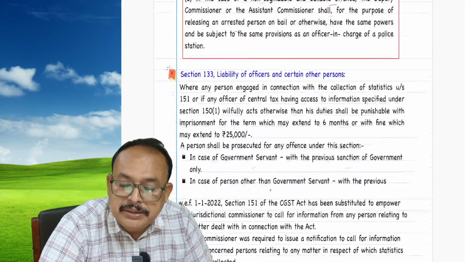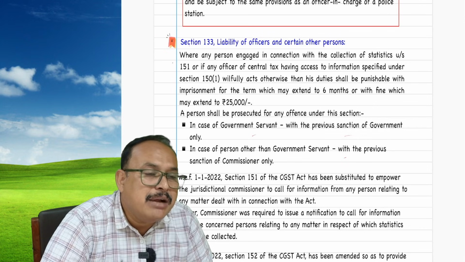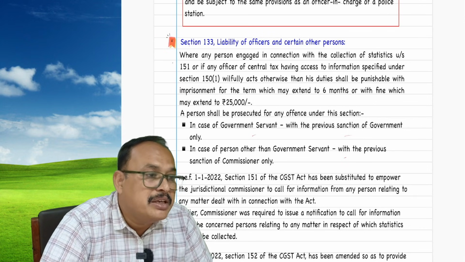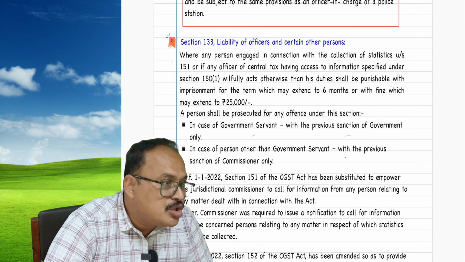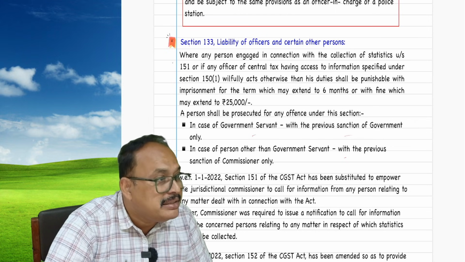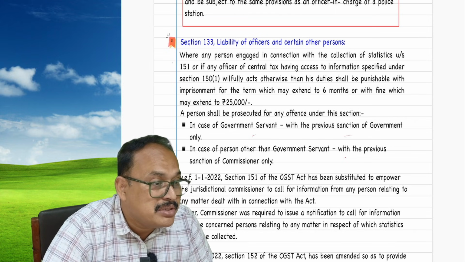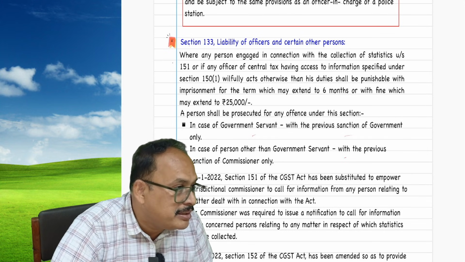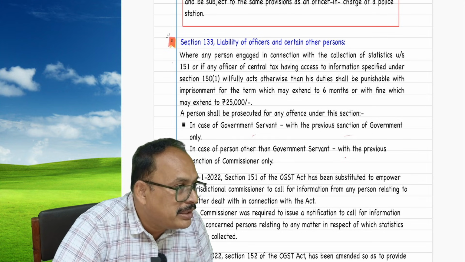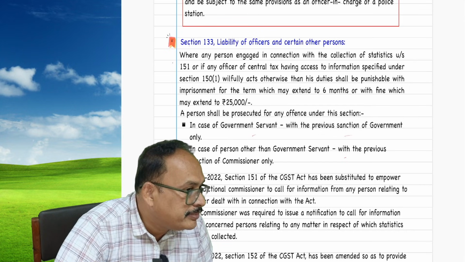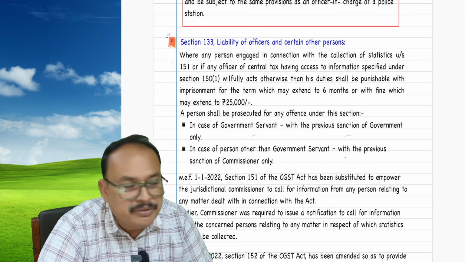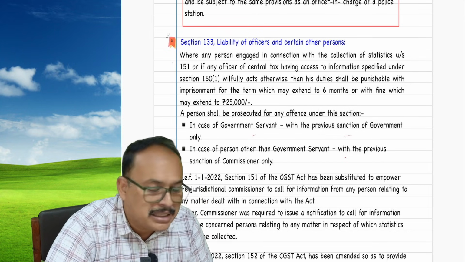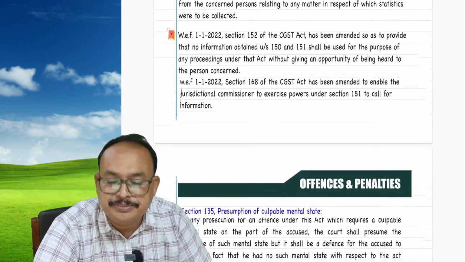Thereafter, section 133, liability of the officers of the department. If they commit an offence, they are also punishable with imprisonment, if the offence is proved, for a maximum period of 6 months. But for arresting them, approval from the government is required, because they are government employees, department people. Is that clear, my dear friends? For others, the commissioner should grant the permission to arrest the person.